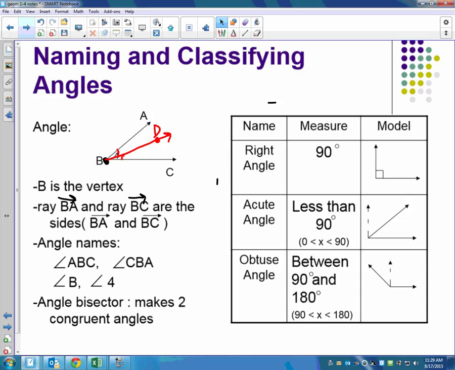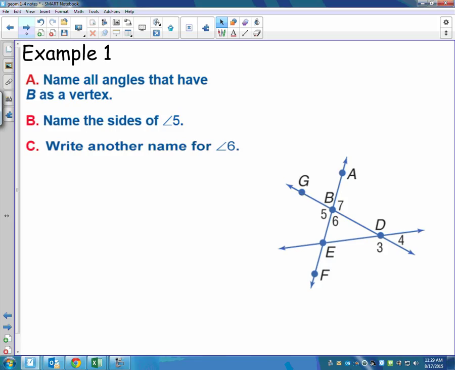Questions about that? I know maybe the naming part is something that's kind of new, but hopefully you're somewhat familiar with types of angles, right? So maybe you're not. Okay. See, look, that's what I mean by naming it. Look at that picture.